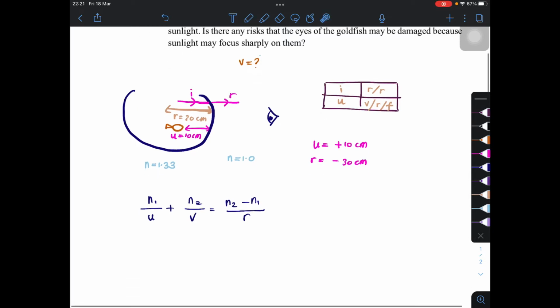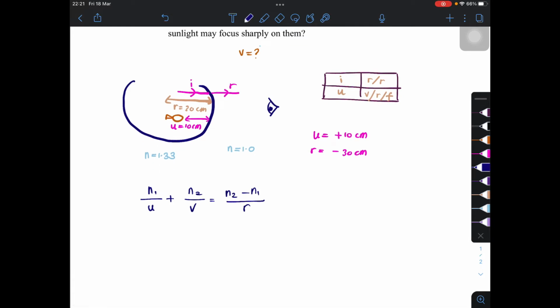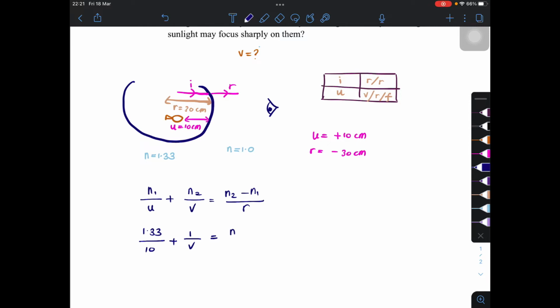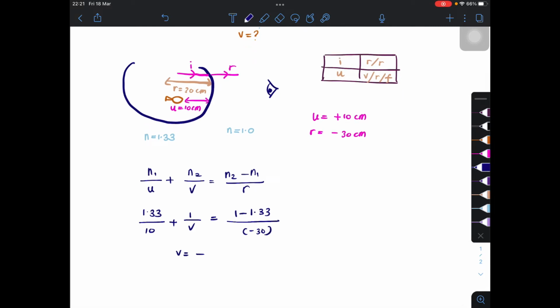Lepas tu barulah masukkan di dalam formula di mana N1 kita adalah di mana objek tu berada, which is in the water. So N is 1.33 divided by positive 10. N2 kita adalah air. Plus N2 divided by V, V is what we want, equal to 1 minus 1.33 divided by R, negative 30. So V will be equal to negative 8.2 centimeter.